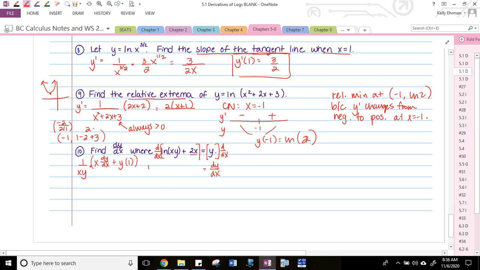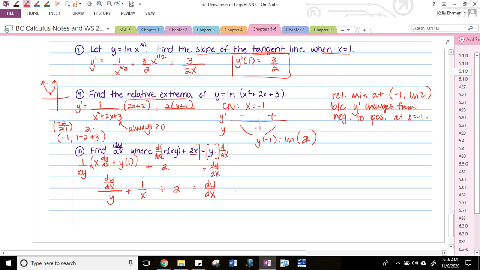And then derivative of 2x is plus 2. So we have dy dx in 2 places in this equation. We need to work on that a bit. So let's see. There are a few things I could do. I'm going to clean up this mess right here first. So we have dy dx divided by, these x's cancel, but divided by y, plus y divided by xy would be 1 over x, plus 2 equals dy dx.